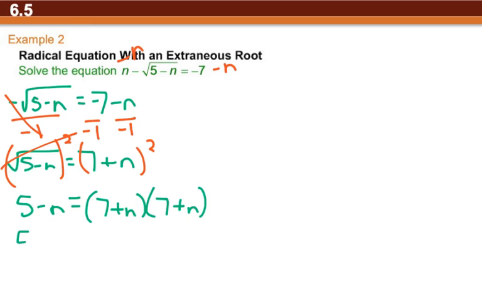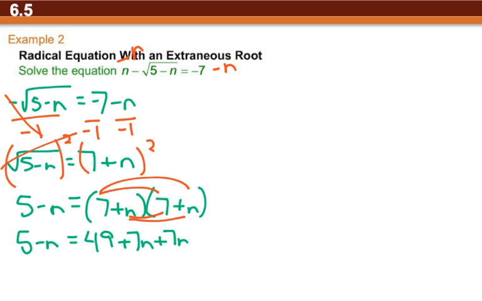So left side will still have 5 minus n. The right side, firsts: 7 times 7, 49. Outsides: 7 times n, plus 7n. Insides: n times 7, another plus 7n. Lasts: n times n, which would be n squared.